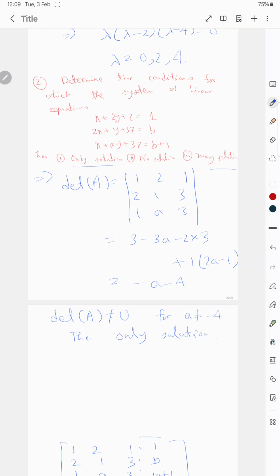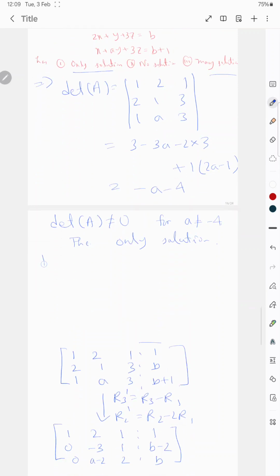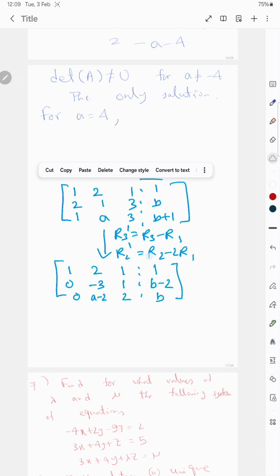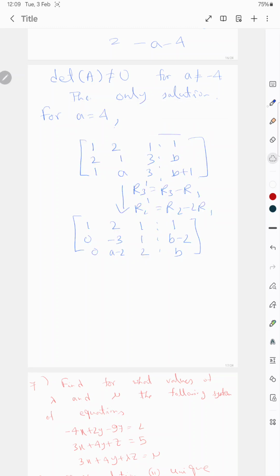So the only solution condition is this one. Okay, now for a equal to 4, you are finding the row operation. So now you can substitute the value of a, right? So just put a here.